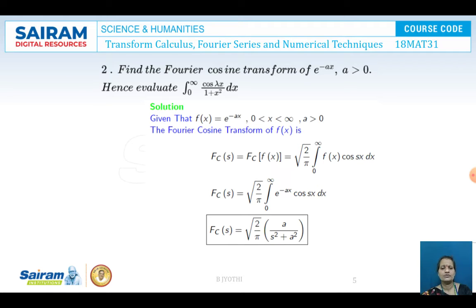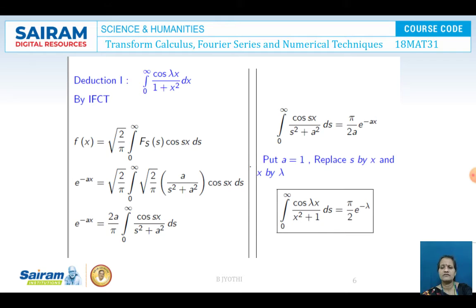Now in order to deduce that, we have to consider the inverse Fourier cosine transform, which is given by root of 2 by pi into integral 0 to infinity fs of s into cos of sx ds. And replace what is fc of s, we have got it. When we replace it, taking the 2 by pi root outside, we get 2a divided by pi, because a is also a constant. Then we get integral 0 to infinity cos sx divided by s square plus a square into ds is equal to pi by 2a into e power minus ax.